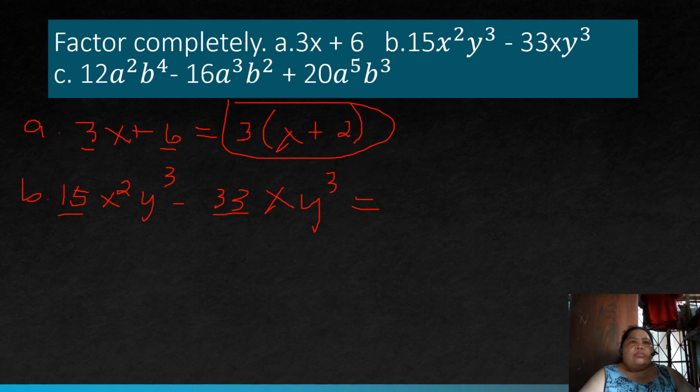Of course, we also have x squared y cubed. So we can say that we have 3x y cubed as our greatest common factor. So 15 divided by 3 is 5x, because 2 minus 1 is 1. Then for 33, we have 11.